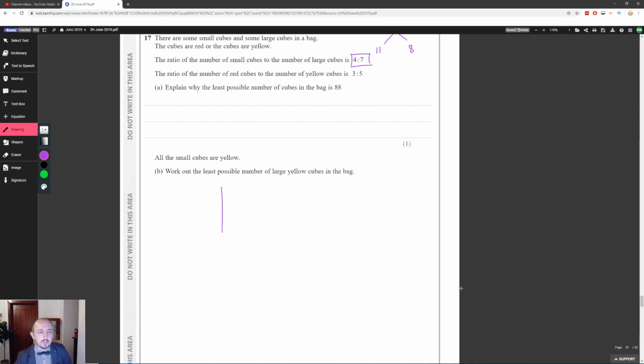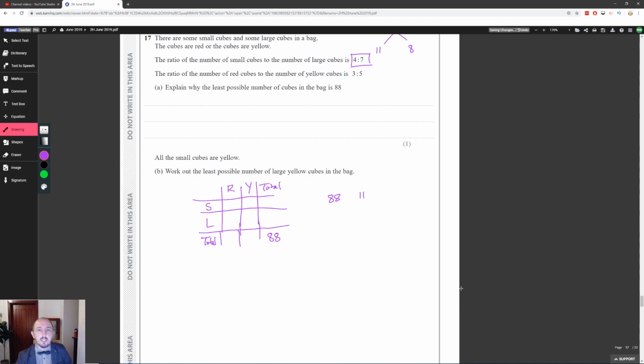Okay, so what we need is a table here like this, and we'll have red and yellow and small and large, and these total 88, or at least they'll be in that ratio. So let's see if we can piece together some of these. This is the total column and row here. So small to large is in the ratio of 4 to 7. So we need to divide 88 by the total of 4 and 7, which is 11.